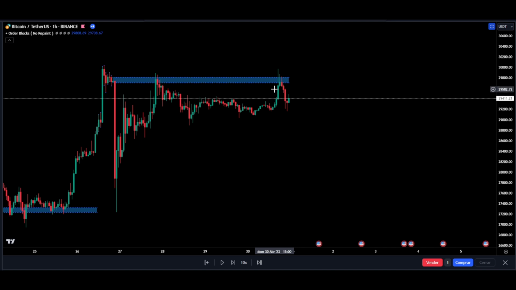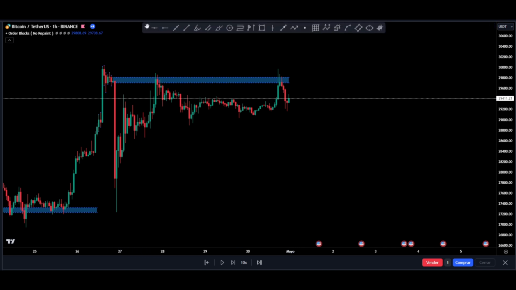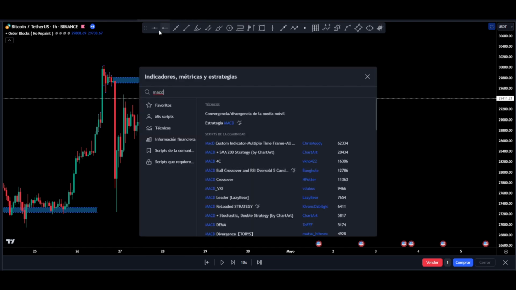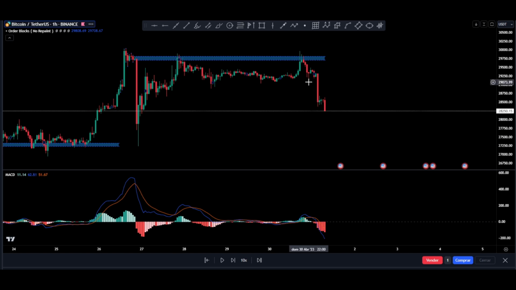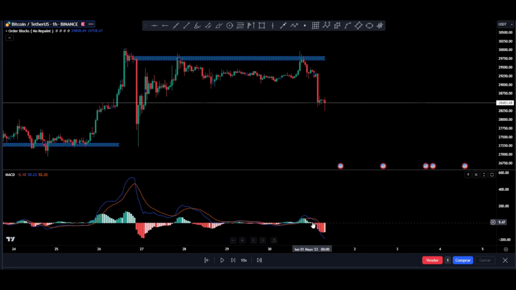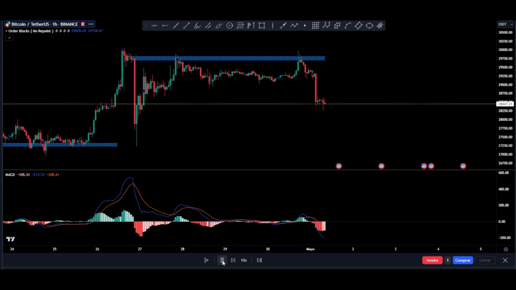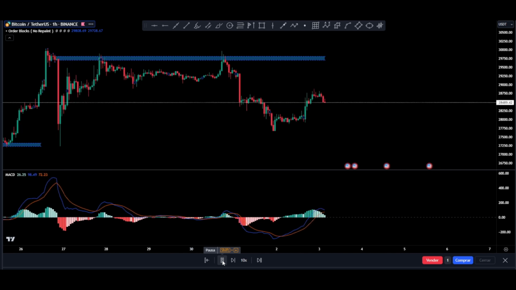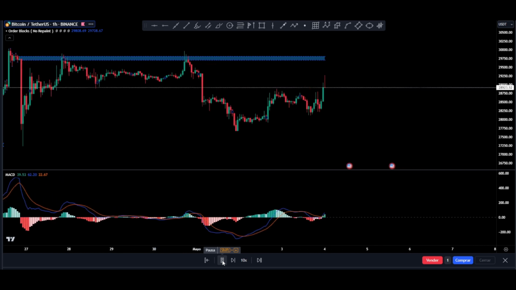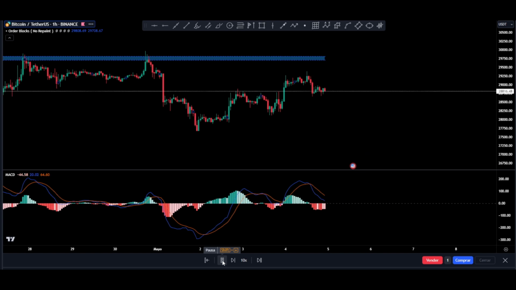But how can we be sure of such signals, as this area may be breached upwards? To confirm the signals, there are several ways, and for example, we can use the simple MACD indicator. As we can see here at this candle, the retracement occurred from the order block area. Then, at this candle, a confirmation signal appeared from the MACD indicator. So from here, we can comfortably enter into a short position.